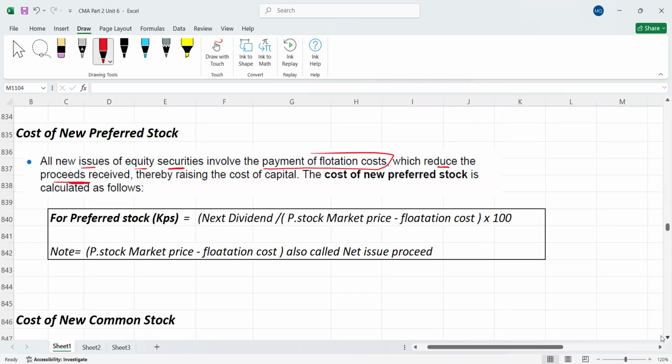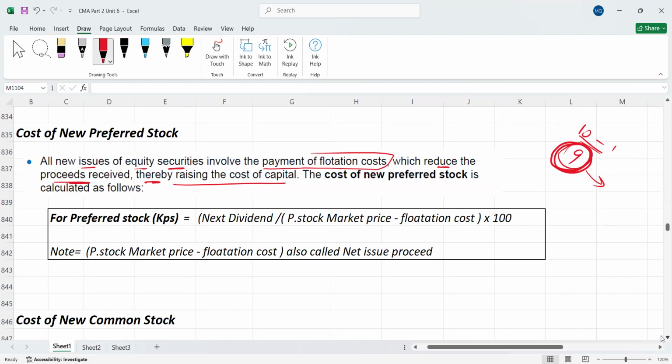As we know, for example, if I'm issuing preferred stock at $10, assume, and for each share I'm incurring $1 flotation cost, it means my net proceed is going to be 9. That is why it raises the cost of capital, because I will use this net issue proceed to calculate the cost. Because my net proceed will be less if I'm paying flotation cost, my cost of preference share will be more, right? So how will you calculate the cost of preference share?